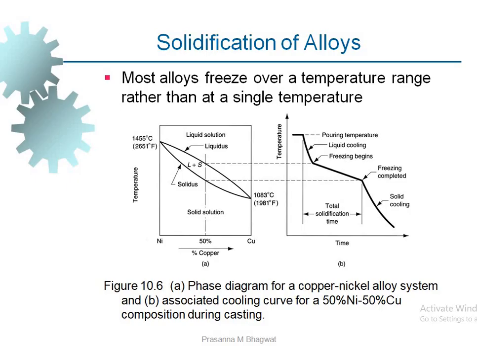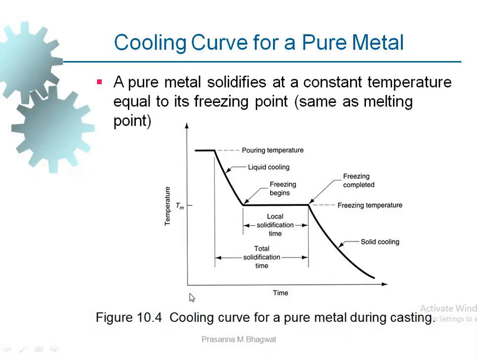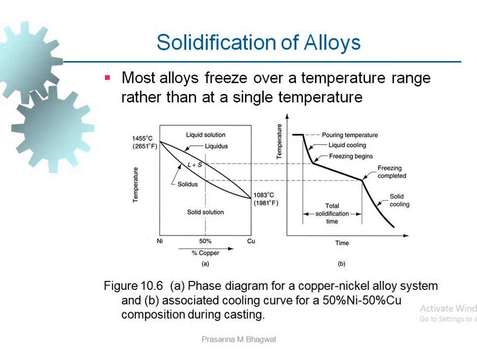But alloys will not solidify like the pure metals. They will freeze over a temperature range rather than a single temperature. They have more than one temperature. That's why the cooling curve for this particular alloy is like this. If you see the cooling curve of the pure metal, after the liquid cooling it will have a horizontal line parallel to the time axis or x axis. But this is not the case with alloys because they will not freeze at a single temperature. They will freeze over a range of temperature. That's why the cooling curve for the alloy is like this.